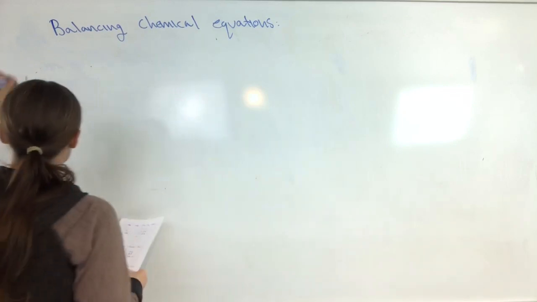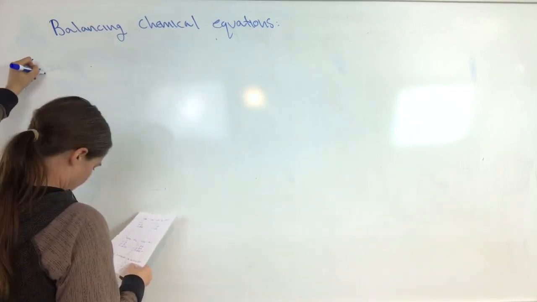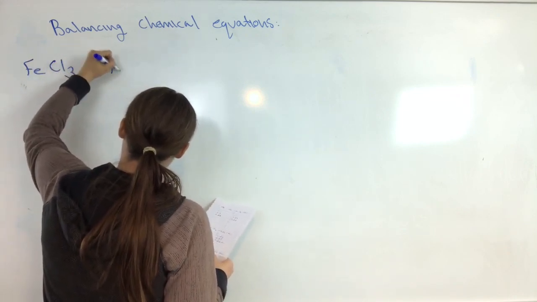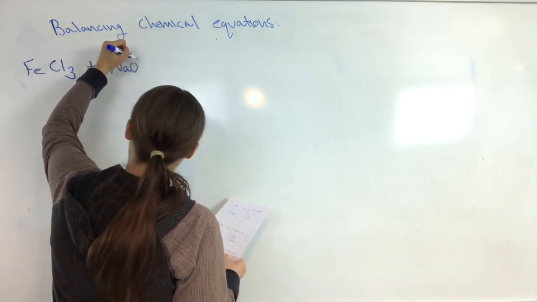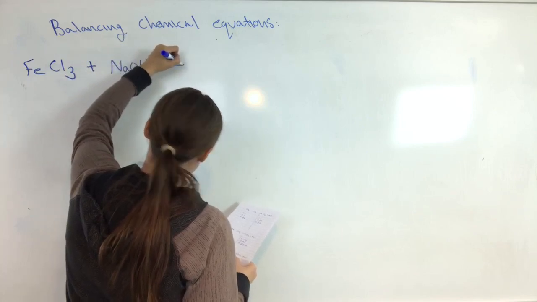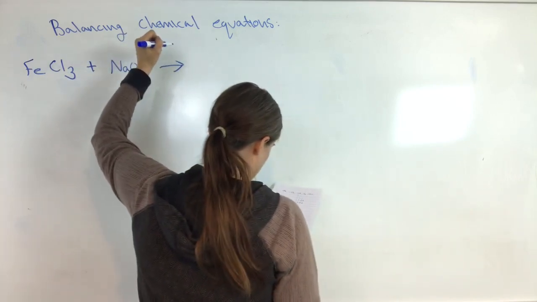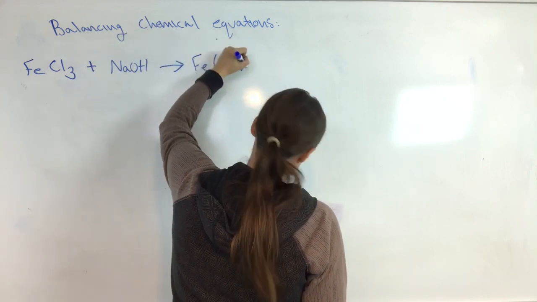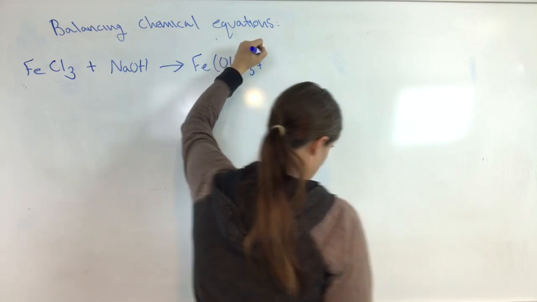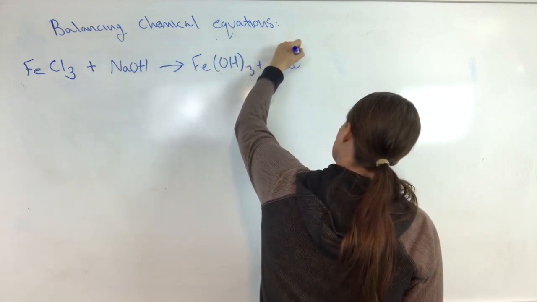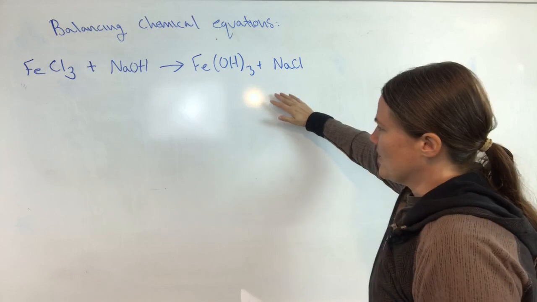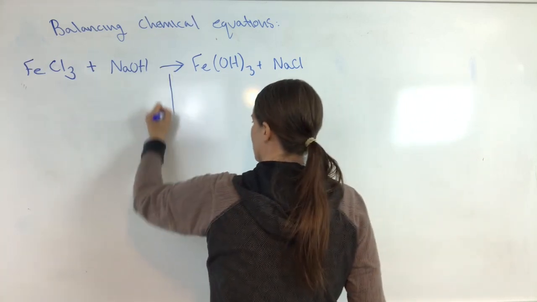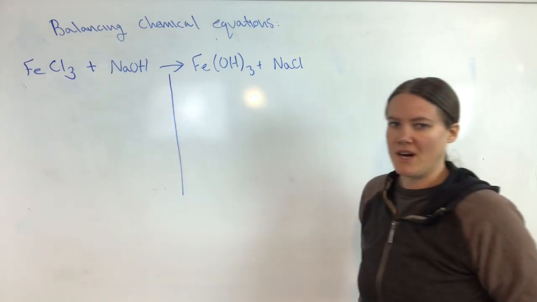Let's look at this equation. So we have FeCl3 plus sodium chloride, or sorry, sodium hydroxide, and we get this. Okay, so we're given this equation and we want to balance it. So what we need to do is inventory what we already have.